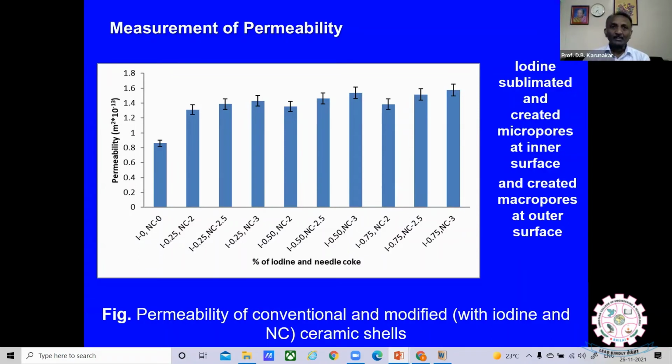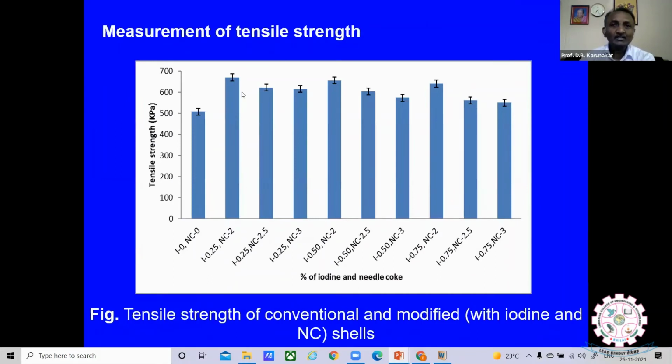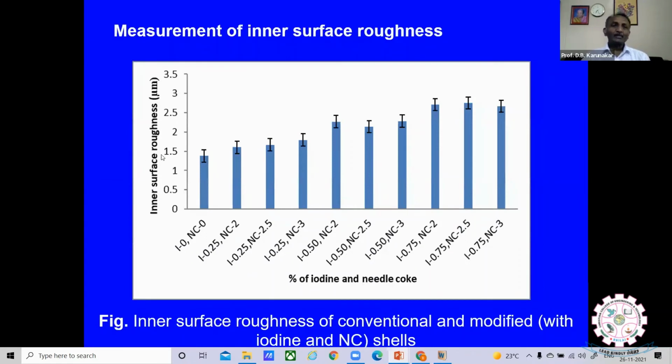Surface finish. How is the surface finish? How is the strength? How is the flexural strength? How is the tensile strength? You see, this is the surface roughness. The second specimen is better. And when it comes to the tensile strength, the second specimen is better. So when we review all the properties, we found that the second specimen seems to be a better choice. That means the ceramic shell made up of iodine 0.25% and needle coke 2% seems to be the better choice. It gives the optimum properties.